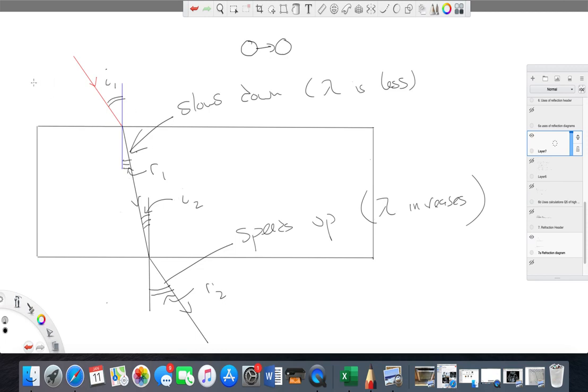So if you're told that this is air and this is glass, you would know when you're given this ray that it will bend towards the normal here and then bend away from the normal here. And you would choose, in the case of this rectangular block, to make those two rays parallel. So that is refraction.